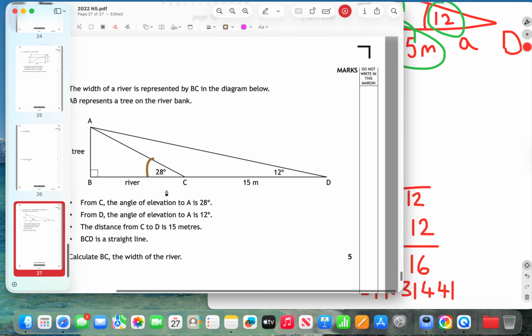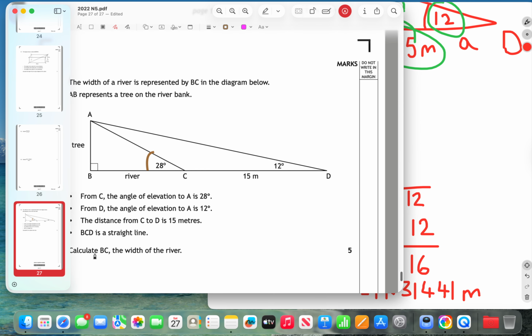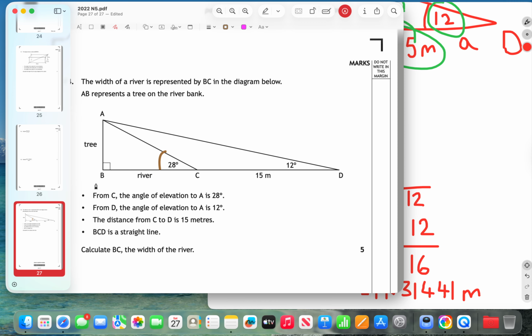And the units are meters. Do not round too early, because that will end up giving you a wrong answer at the end. So you only round once you've got to the end of the question. So calculate BC. That is BC, and we know that is AC.